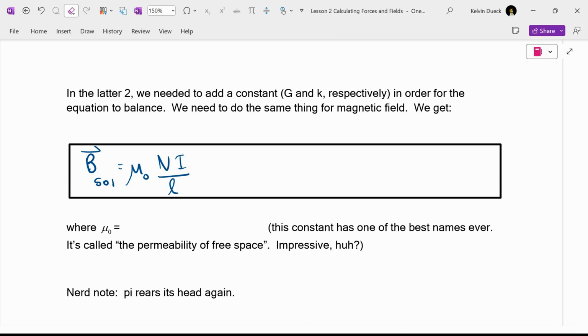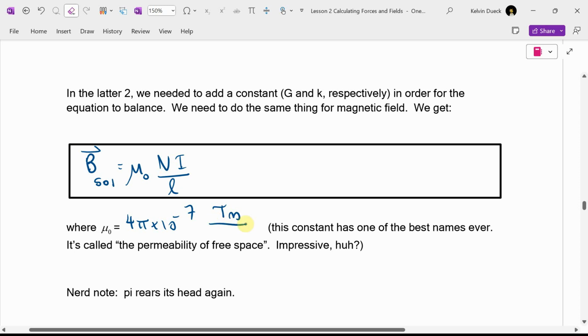Mu with that 0 is pronounced mu naught from the Brits, so a 0 is a naught, N-A-U-G-H-T. And it's 4 pi times 10 to the negative 7. The units would be Teslas meters per amp. And it's called, oh, what a great name, the permeability of free space. Mu naught is the permeability of free space.